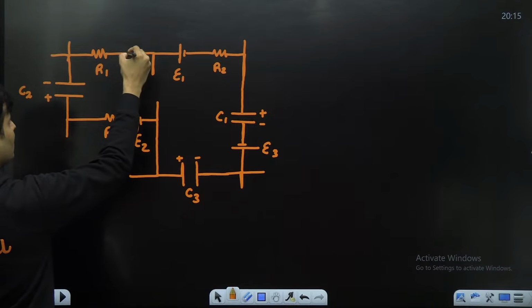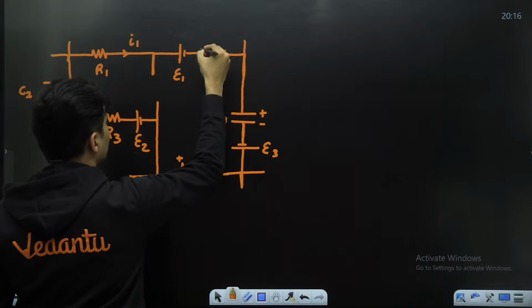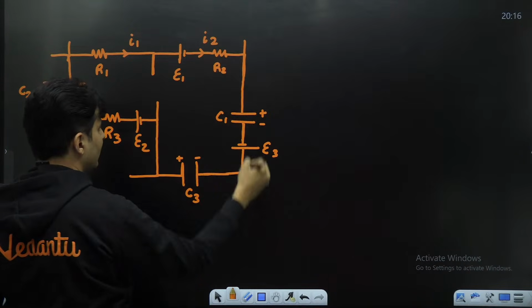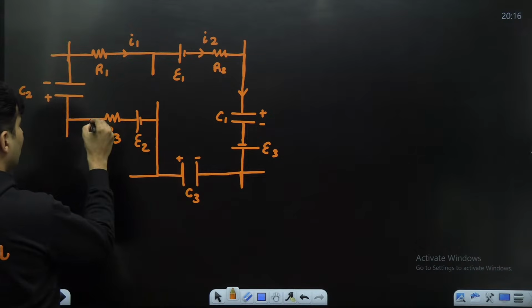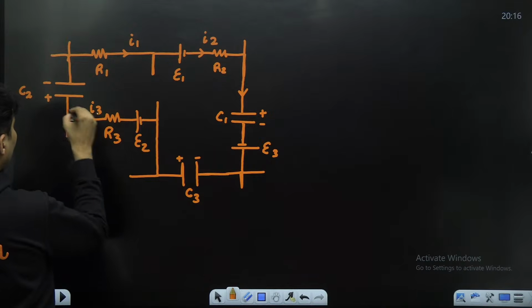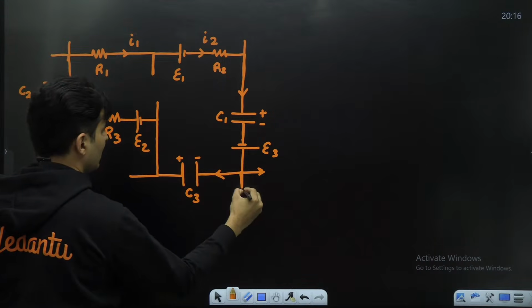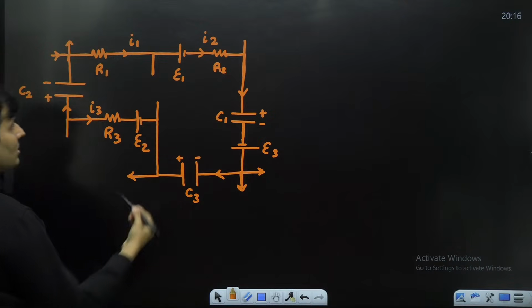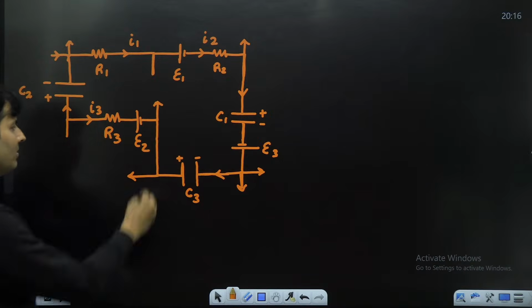So let me also assume some currents, maybe current I1 going like this, maybe this current is I2 going like this, maybe some current going here, no resistors, so no point. Here, maybe some current is going like this, which is I3. Some currents might be going here and there in these branches. So I'm just assuming some currents in every single branch. Anything can go in, anything can come out.